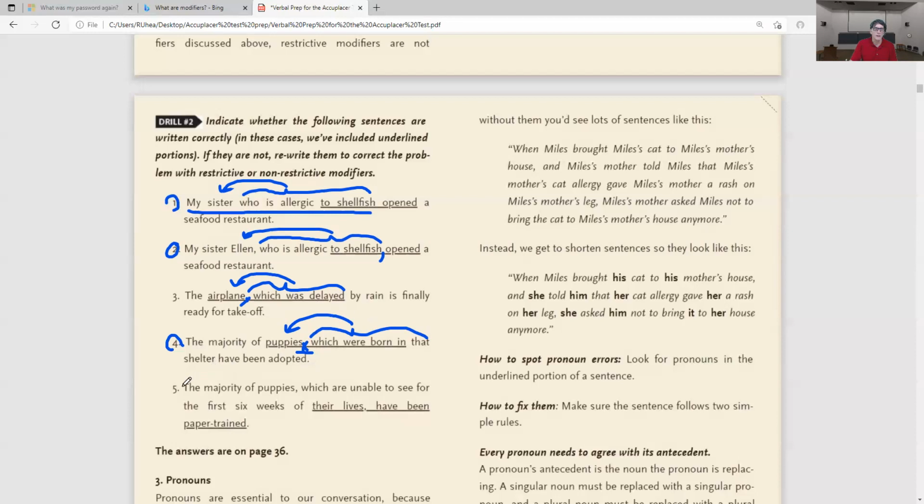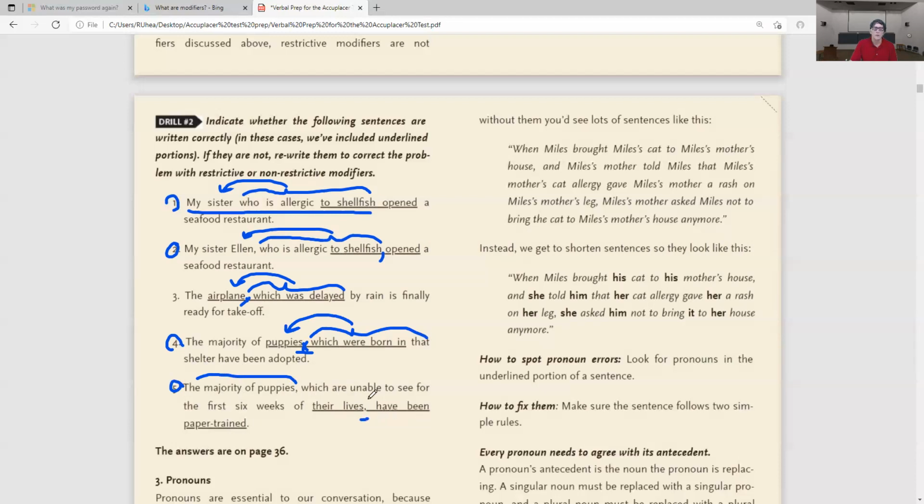Number 5 is very similar wording, and we need to decide again about the comma there. It says the majority of puppies which are unable to see for the first 6 weeks of their lives have been paper trained. In this case, it's a correct sentence. We have the majority of puppies, comma, which are unable to see for the first 6 weeks of their life, comma, have been paper trained.